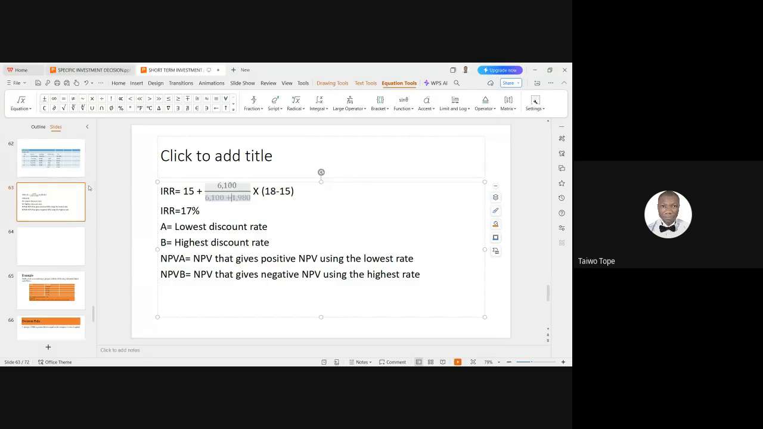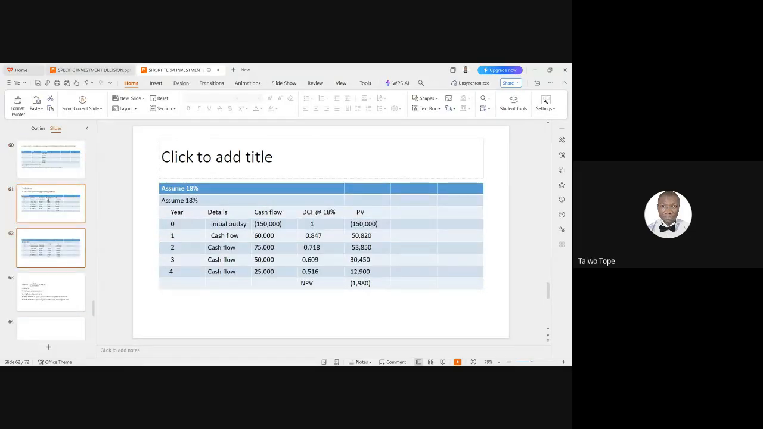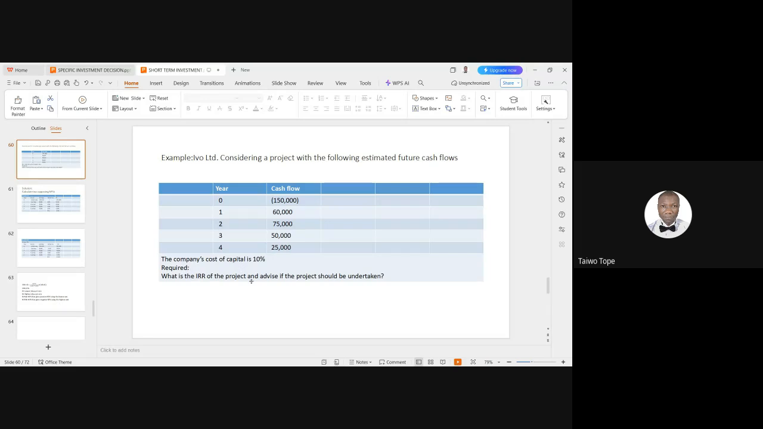So what is your advice to this organization, to Evo Limited? Sir, what will be your advice now? The company should accept the project since the computed internal rate of return is higher than the company's cost of capital, which is 10%. So the project IRR of 17% is higher than the cost of capital of 10%, so the project is financially viable and should be undertaken by Evo Limited.